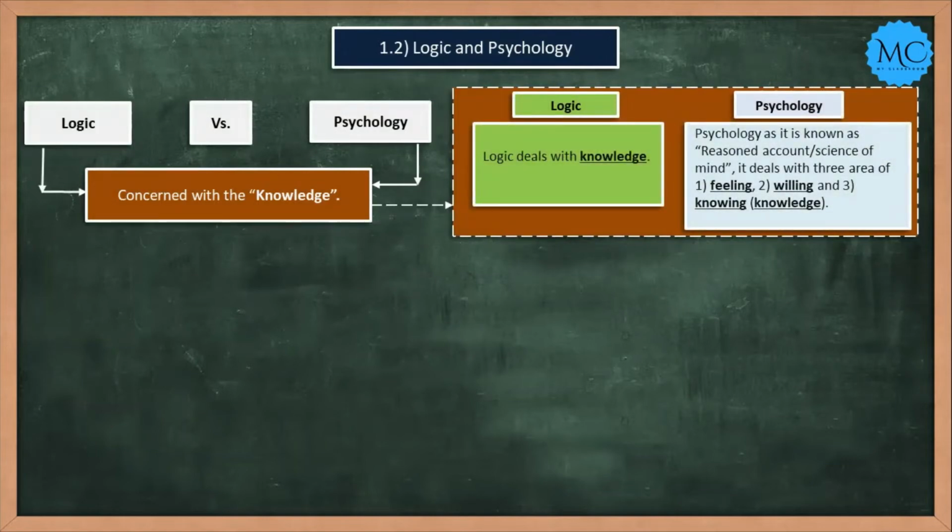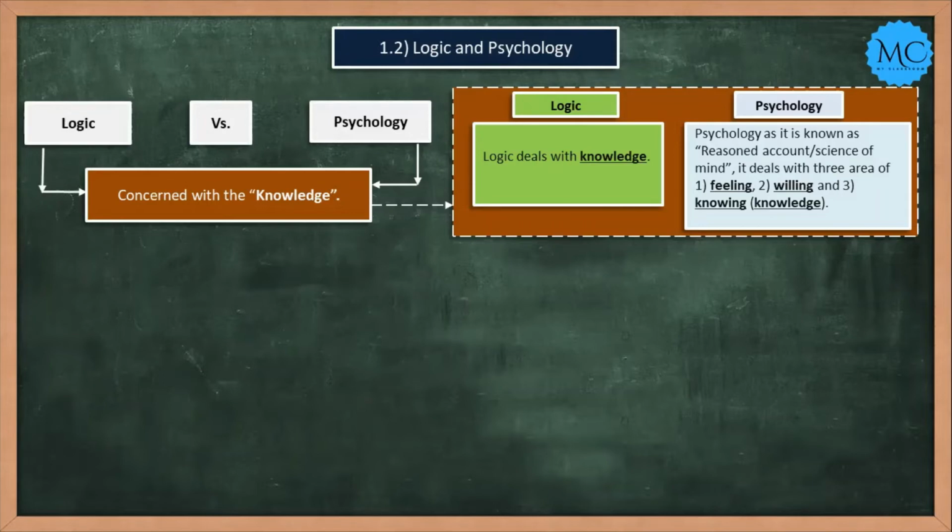Logic deals with knowledge. Psychology basically deals with three things: feeling, willing, and knowledge. Psychology is known as the reasoned account or science of mind. The basic functions of mind are feeling, willing, and knowing. But you can see logic deals with only knowledge. It doesn't deal with feeling and willing.